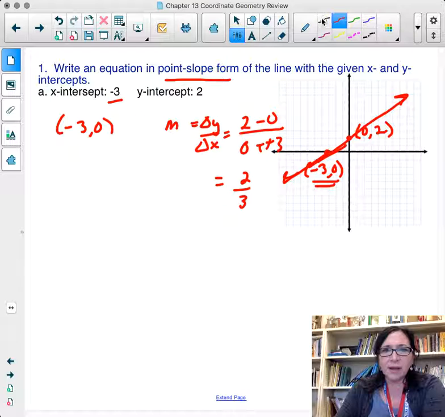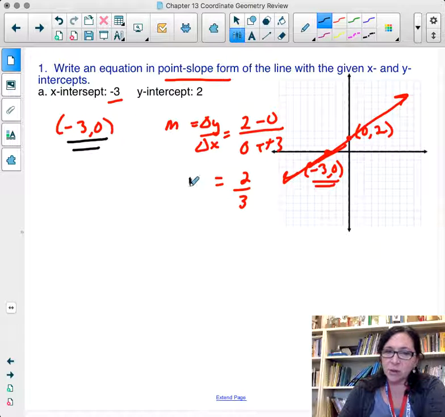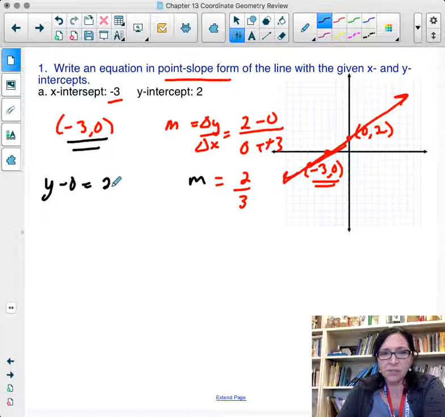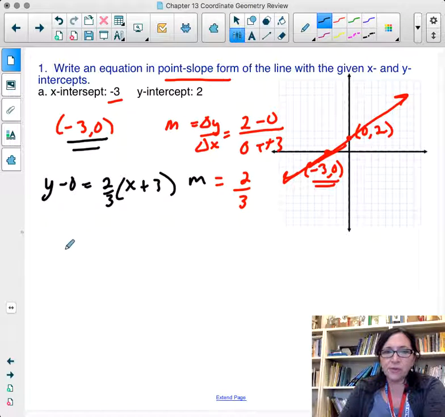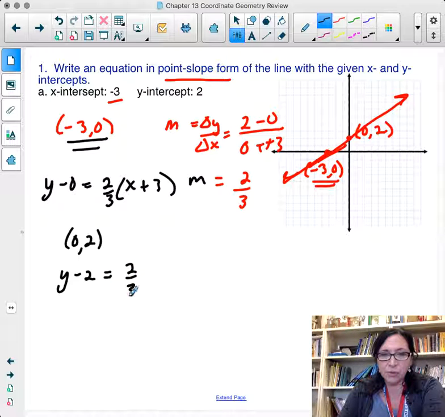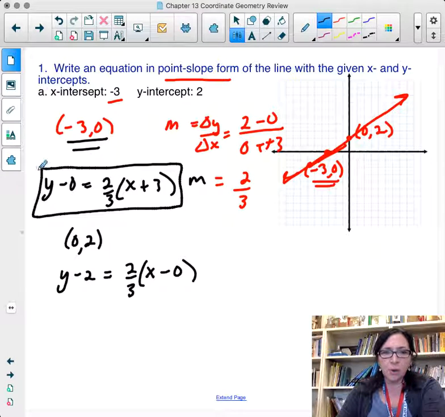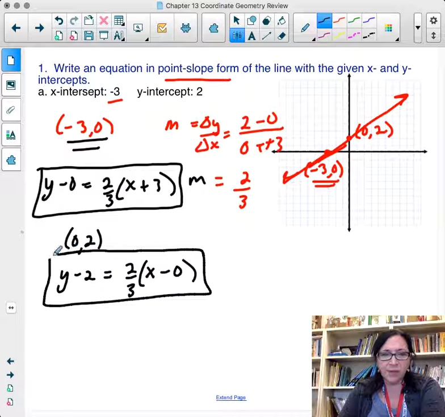So the equation that I have given this point and this slope is going to be y minus 0 equals m, which is 2/3, times the quantity x. Remember, it's opposite, so that's -3, this is +3. So this is point slope form. Had I used the point 0, 2 and put this in point slope form, I would say y minus 2 equals my slope again, which is 2/3, times x minus 0. And either one of these, this one right here or this point right here, using for point slope form, would be fine. Either one is correct.